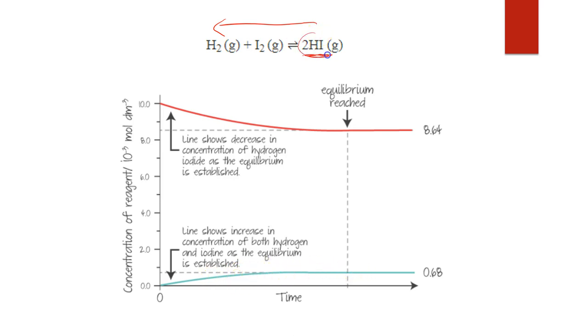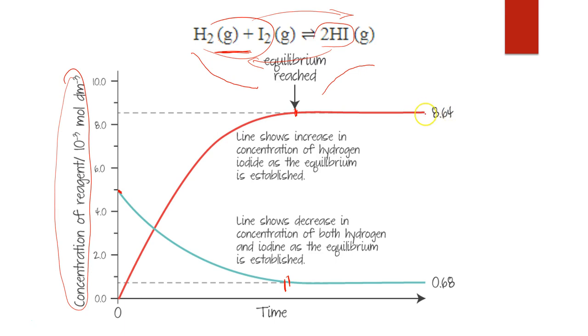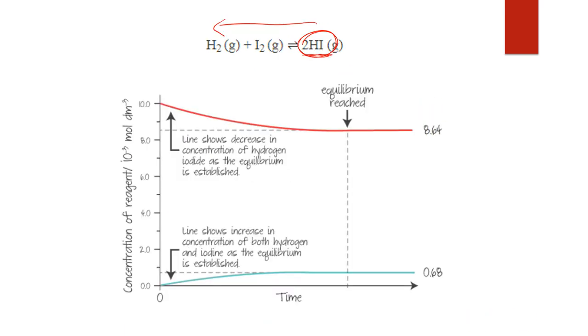So this time, because we're looking from the perspective of here, we're starting with hydrogen iodide in our flask. Okay, then the concentration of hydrogen iodide decreases over time, and then the concentration of hydrogen and iodine gas increases over time. Okay, you will notice that they are still reaching the same equilibrium concentrations in this case.